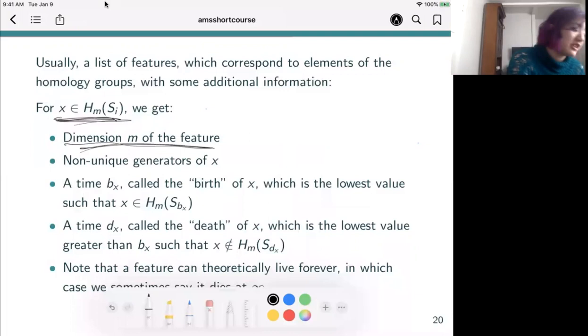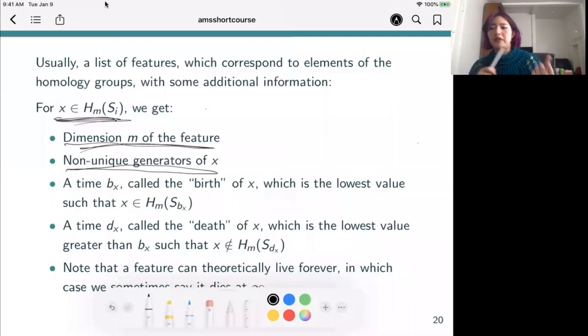You also can, though not all packages do this, get out generators of X. What I mean by generators of X is that it gives you a way of going from X, the loop, to the simplices in the simplicial complex that generated it. So I know that it's this loop, and I know that this set of points in the Jigglypuff make up that I. The thing about the generators is that they're not necessarily unique.